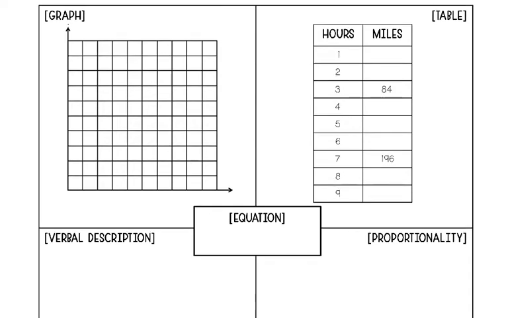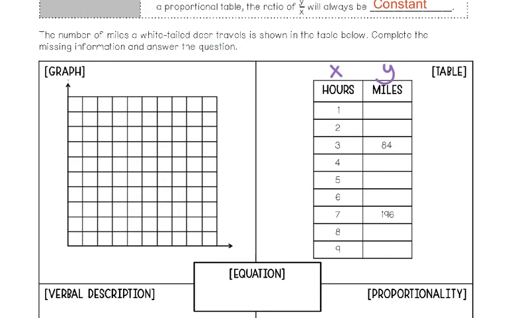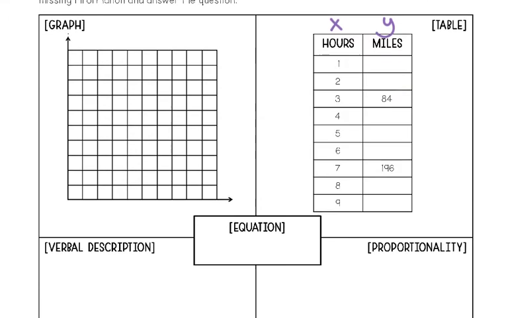Remember, in a table, I need to take all of the y values divided by the x values and get the same ratio. So let's go ahead and identify our y's and our x's. In a table where it's like hours and miles, x would be on the left, y would be on the right. X is our input. It's what we put in. We put in hours to get out a number of miles. So the more hours go by, the more miles pass. And remember, this is about those white-tailed deer. So it's about the travel of a white-tailed deer.